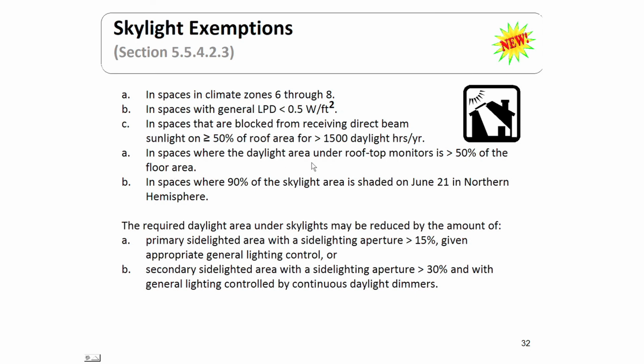If your area under rooftop monitors is greater than 50% of the floor area, and also in spaces where 90% of the skylight area is shaded on June 21st. This other requirement down here has to do with reductions that are affected by what they call side-lighted area. That'll be defined in a little more detail later, but that has to do with the vertical daylighting from the windows.